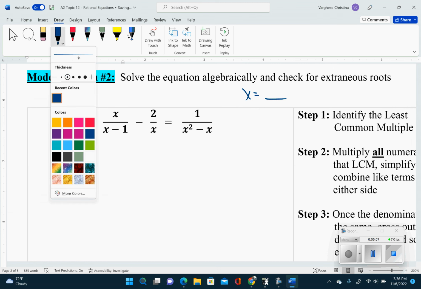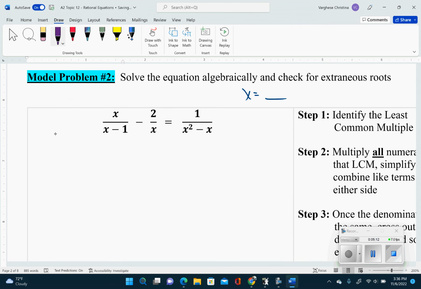All right, so for this one right here, we're going to start out very similar. Let's do purple. We have x minus 1 and x, and then over here we have x squared minus x. So the first thing we want to do is factor out the denominator, which is going to be x parentheses x minus 1, and again we can check it: x times x gives us x squared, x times 1 gives us x, and there's a minus sign between it. So this one has a 1 on the top. Over here I'm just going to rewrite this, x minus 1 minus 2 over x.